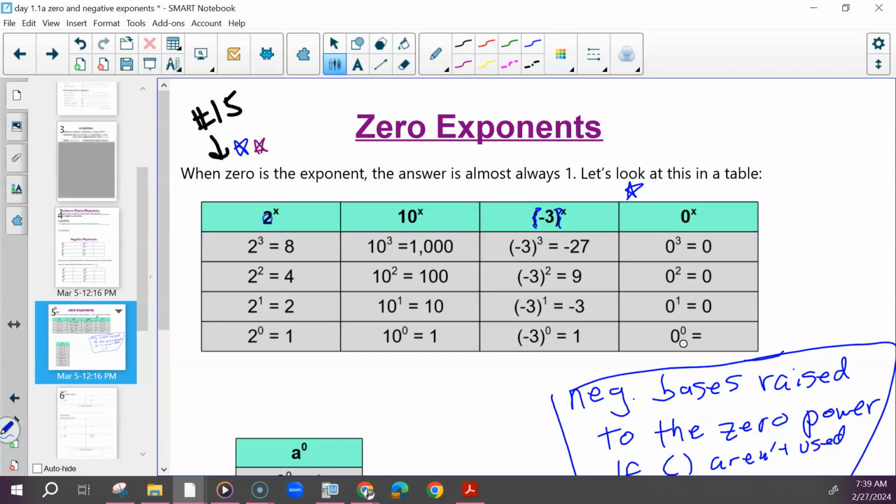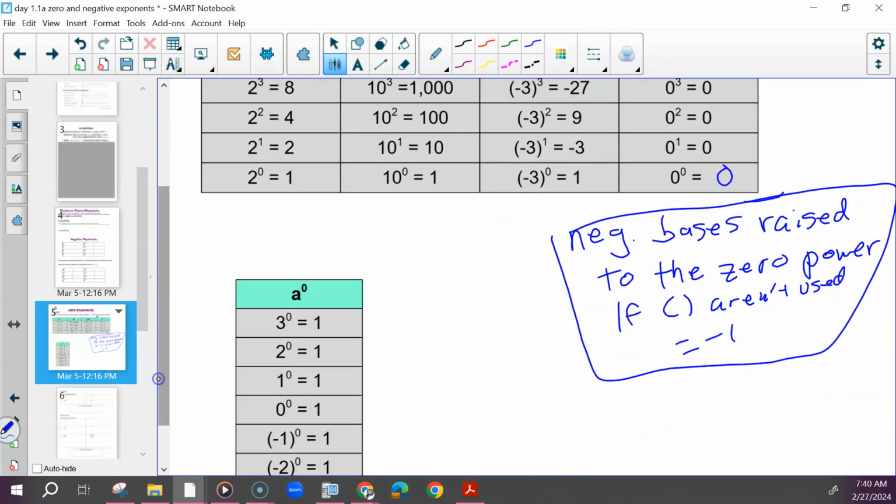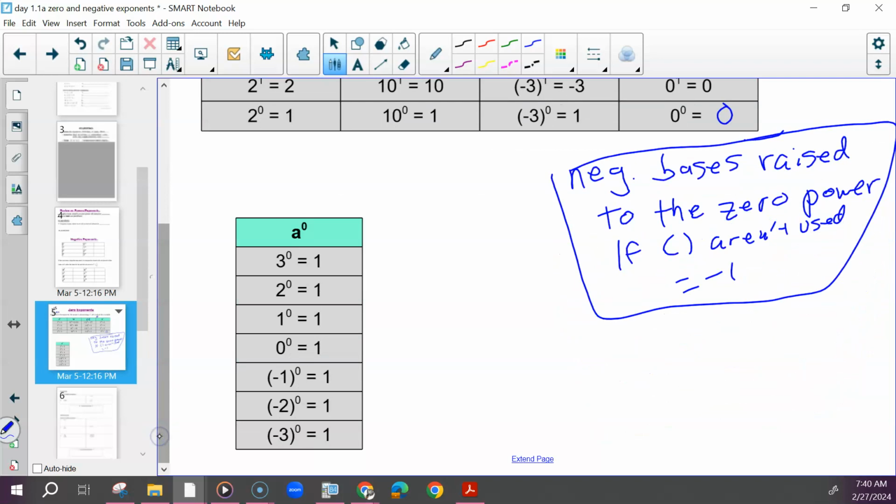However, with this one, with 0, we know 0 to any power is 0. So then by default, this should be 0. We'll test that theory in a second. But also, if everything should be 1, and this should also be 1, it can't be both. Put 0 to the 0 power in your calculator. 0 to the 0 power.